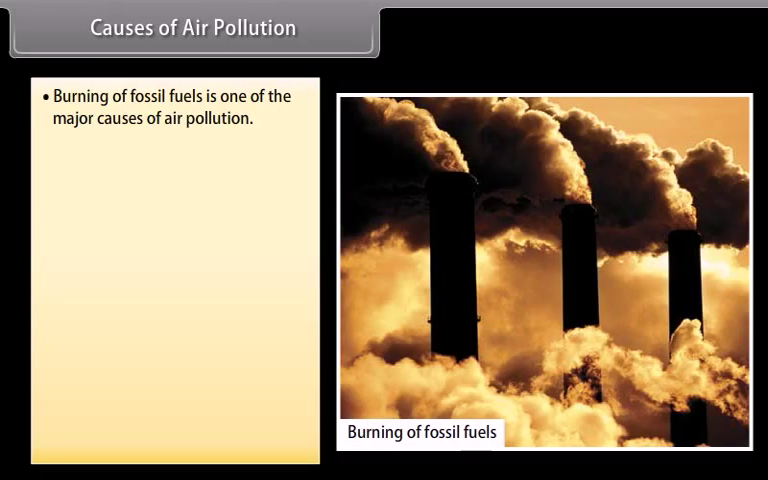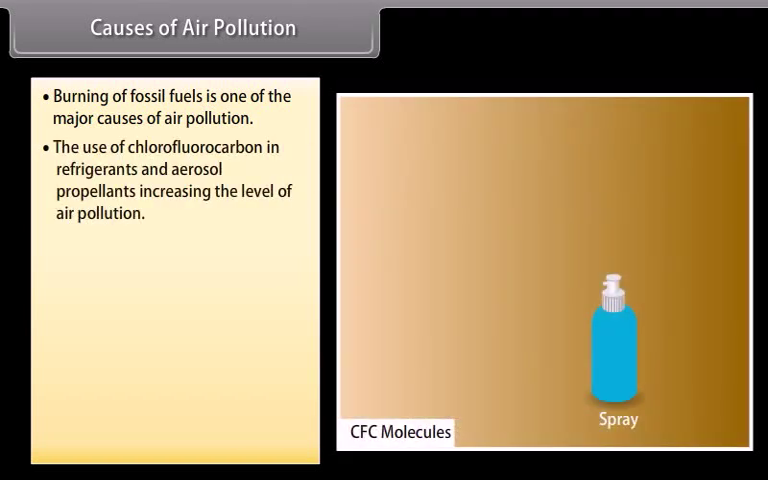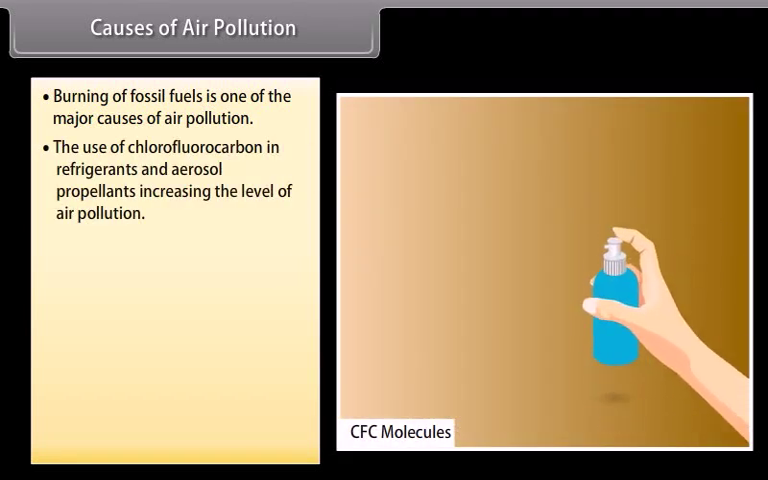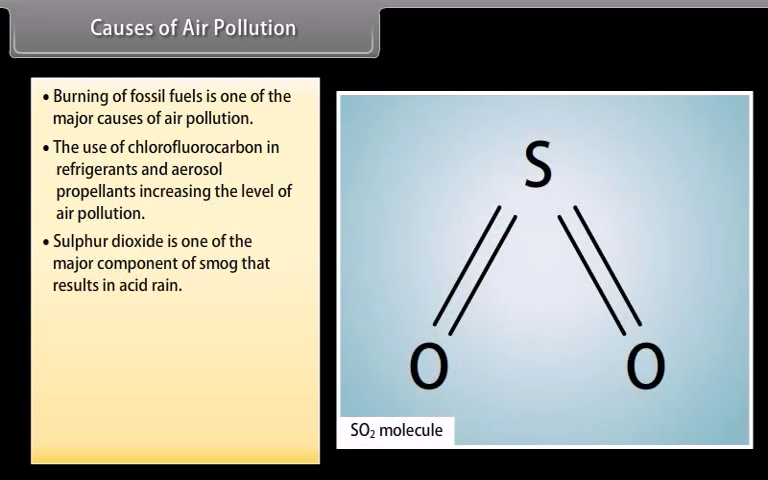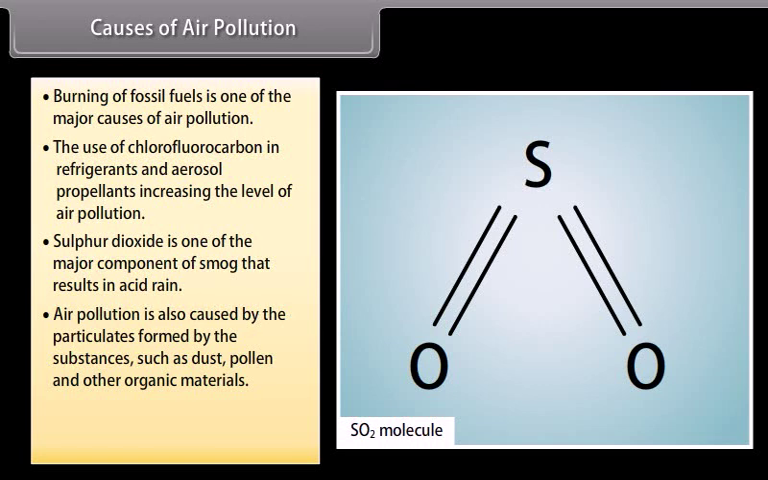Causes of air pollution. Burning of fossil fuels is one of the major causes of air pollution. The use of chlorofluorocarbon in refrigerants and aerosol propellants increases the level of air pollution. Sulfur dioxide is one of the major components of smog that results in acid rain. Air pollution is also caused by particulates formed by substances such as dust, pollen, and other organic materials. Increased road traffic also increases the level of air pollution.